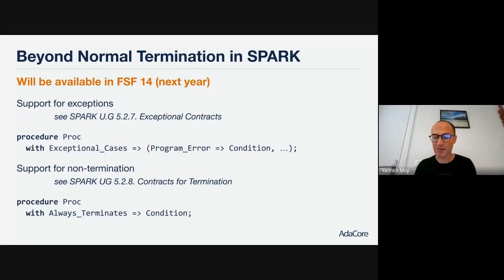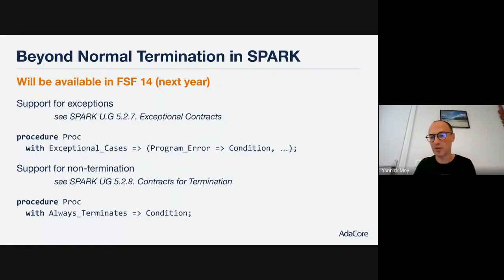What's coming next? It's done already in the development branch, but due to compatibility with GCC versions that will only be available in FSF 14 next year. So that's the support for exceptions and non-termination. And I put two examples here of the exceptional cases, specifying under which condition the program might raise an exception, and specifying when the program is expected to terminate. So many more examples in the user's guide.